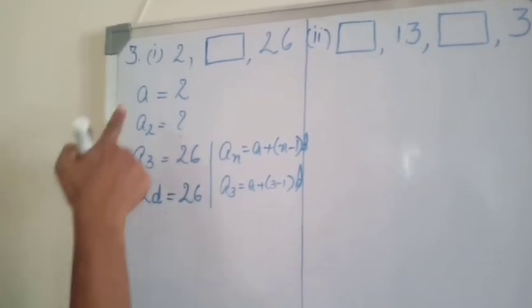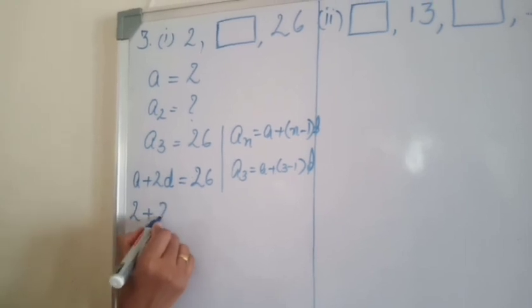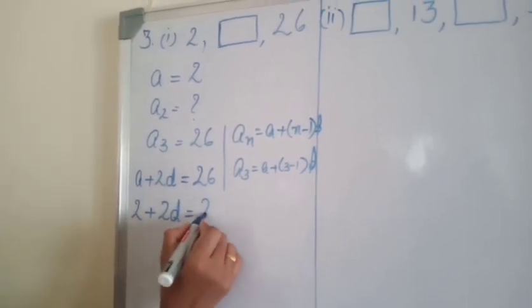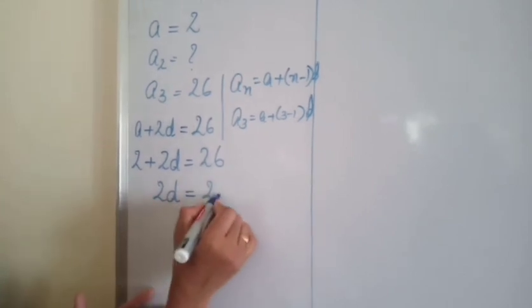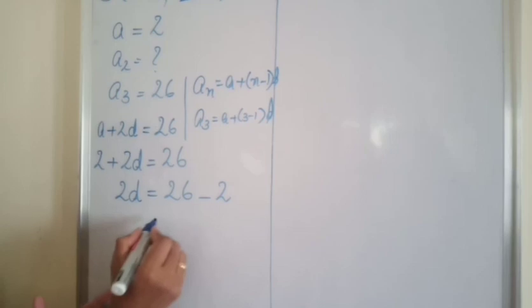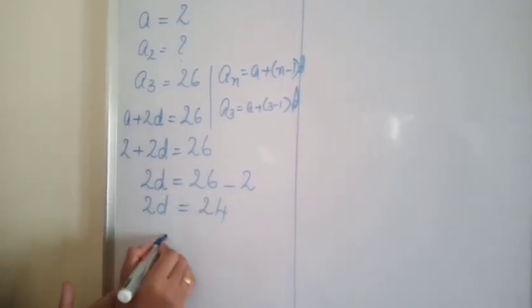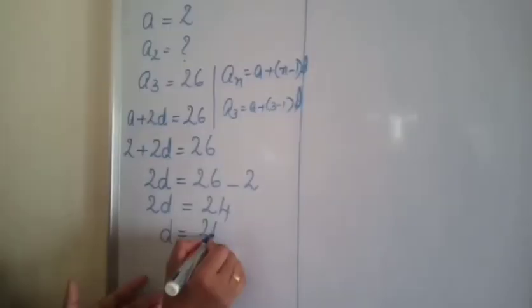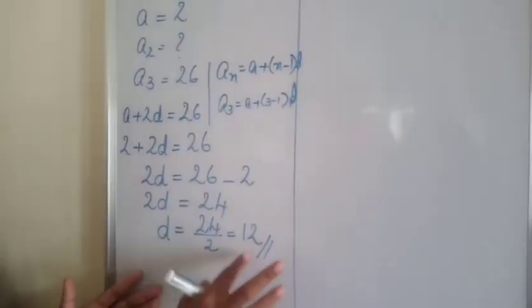Now we have A. A is 2. So instead of A you write 2. 2 plus 2D equals 26. So 2D equals 26, this 2 will come this side as minus 2. So it will become 24. 2D is 24. D equals 24 by 2 equals 12. So we got D is 12.